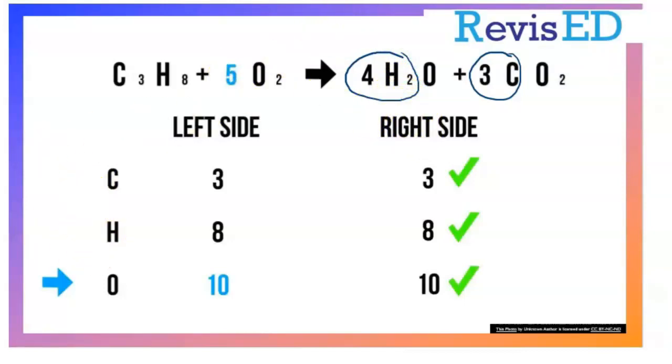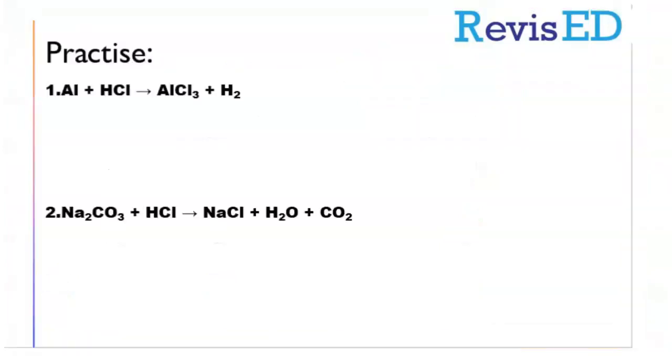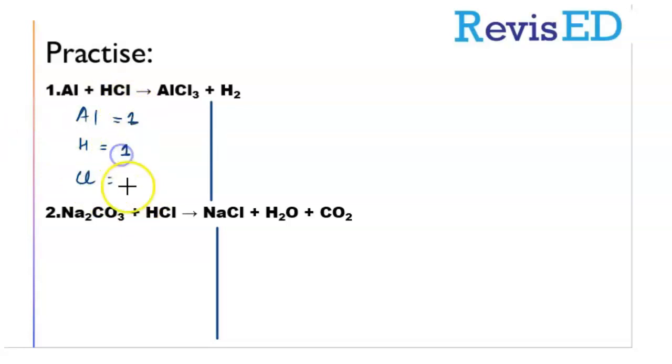Now let's do some practice on how we are going to balance it. First, write the elements of the LHS. First write the elements you are having. So you are having aluminium 1, hydrogen 1, chlorine also 1. On the right hand side, aluminium is 1, hydrogen is 2, and chlorine is 3. Now how are we going to balance it?